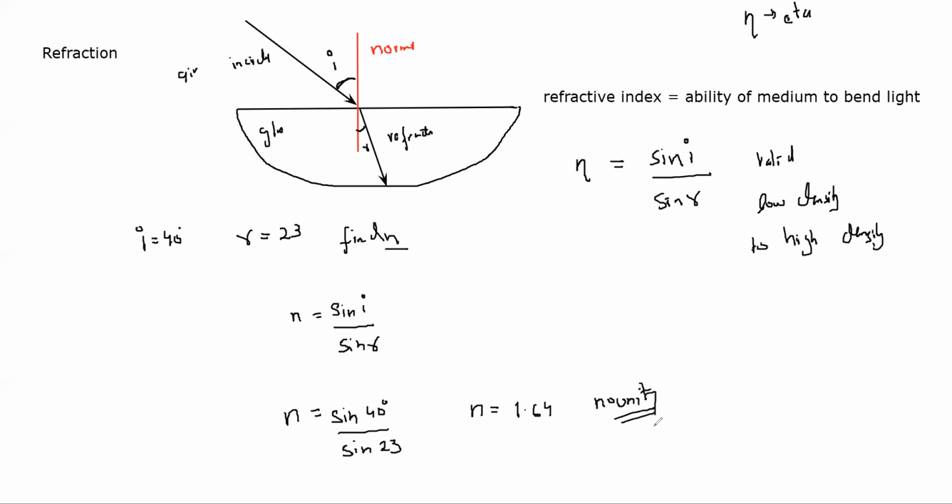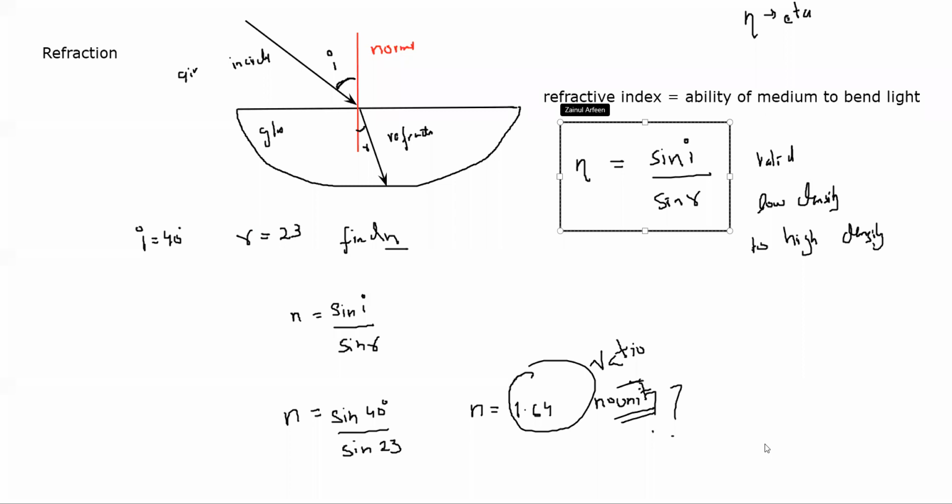Why is it not having any unit? Because it is a ratio. A ratio does not have a unit. It's a ratio of the angles. What is the meaning of this number 1.64? It means compared to air, it can bend the light 1.64 times. Is it clear? The ability of the medium to bend light is called refractive index.